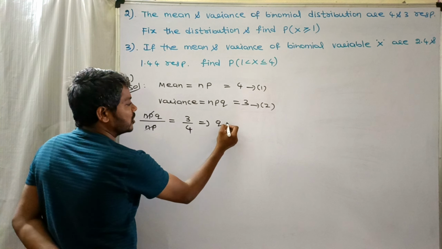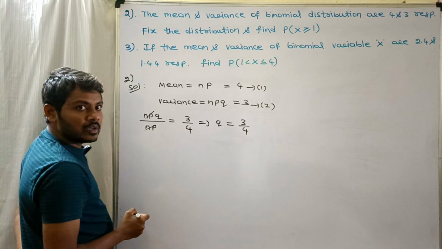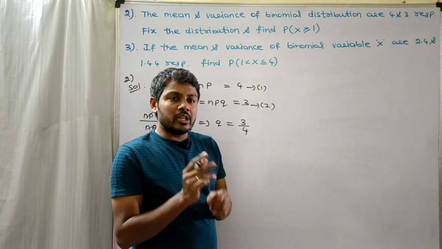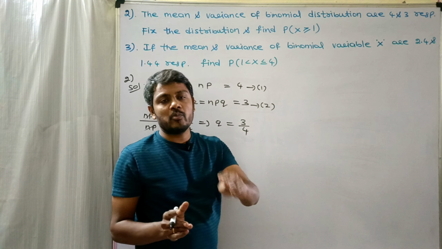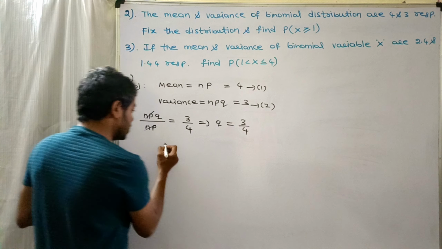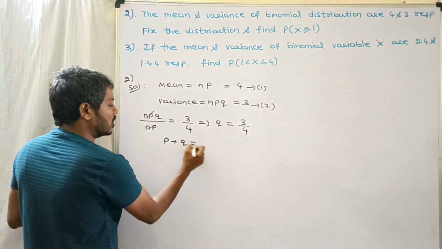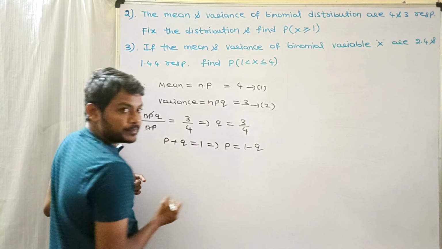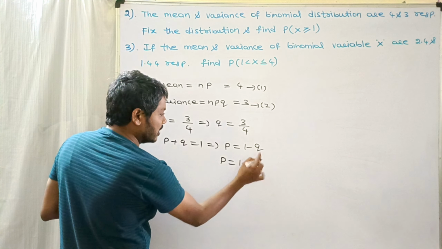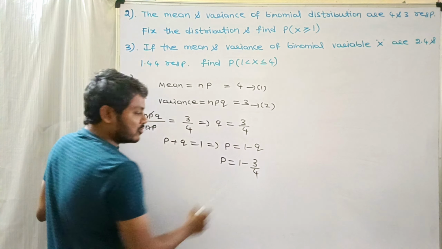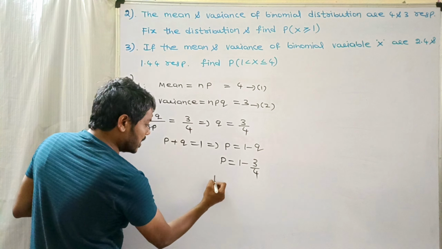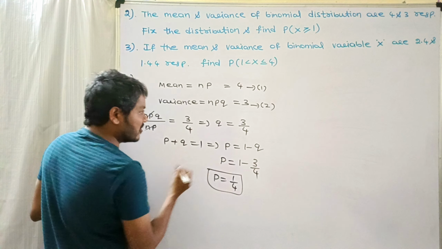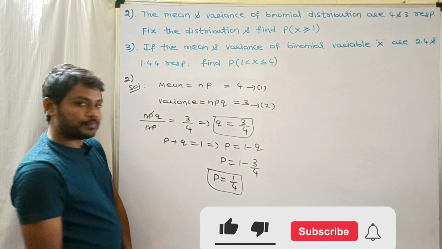From this, what is the value of q? 3 by 4. And we know that p is the probability of success and q is the probability of failure. Also the sum of probability of success plus probability of failure is always 1. That is p plus q equals 1. From this p is equal to 1 minus q. Therefore p is 1 minus 3 by 4, that is, 4 minus 3, 1 by 4. So this is the value of p and this is the value of q.